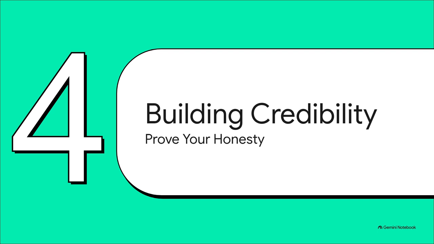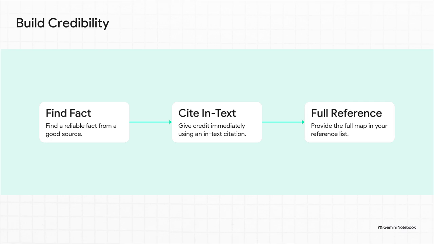Next up is Section 4, Building Your Credibility. It all really comes down to this super simple 3-step process that's going to absolutely bulletproof your writing. Step 1, find a reliable fact from a solid source. Step 2, give credit immediately using an in-text citation right after you write the fact. And Step 3, provide the full map in your reference list at the very end of your paper. Stick to those 3 steps, and your teachers will definitely see you as a careful, honest truth detective.